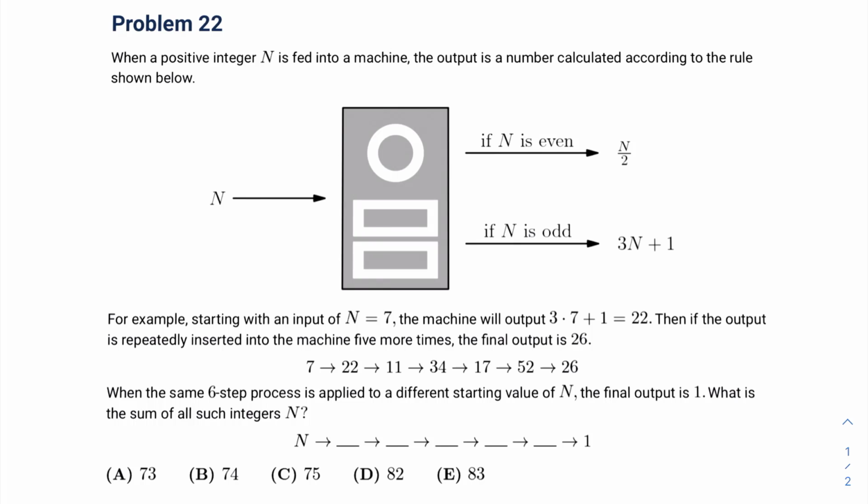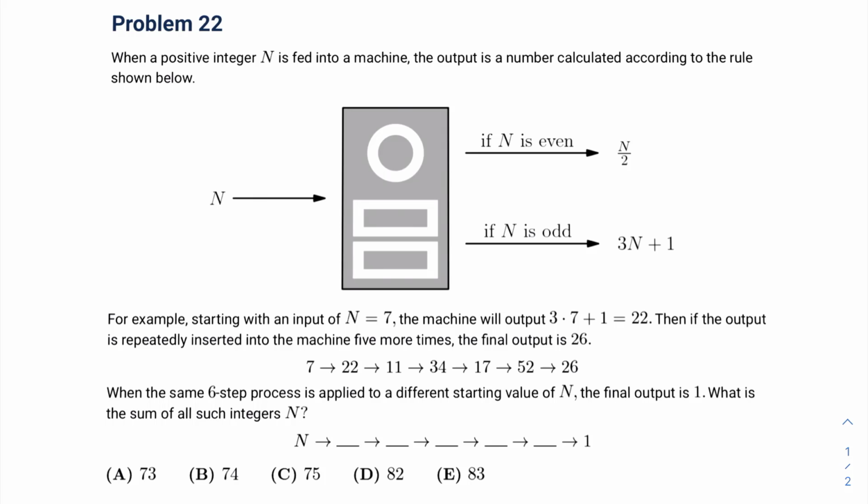When a positive integer n is fed into a machine, the output is a number calculated according to the rules shown below. For example, starting with an input of n equals 7, the machine will output 3 times 7 plus 1, which is equal to 22. Then, if the output is repeatedly inserted into the machine 5 more times, the final output is 26.